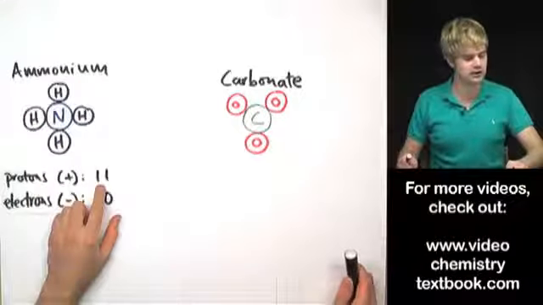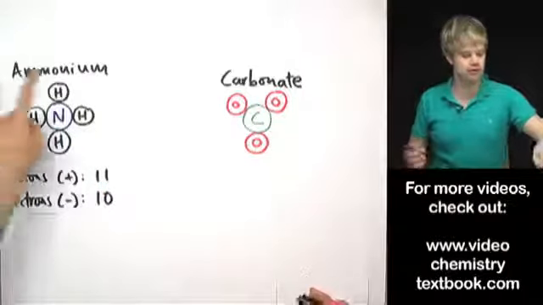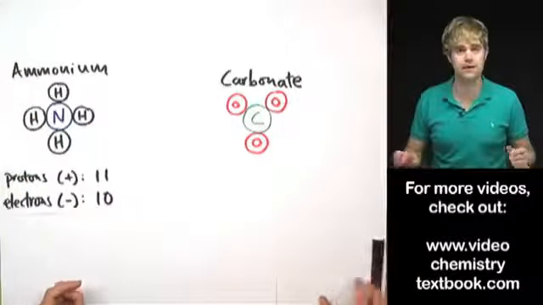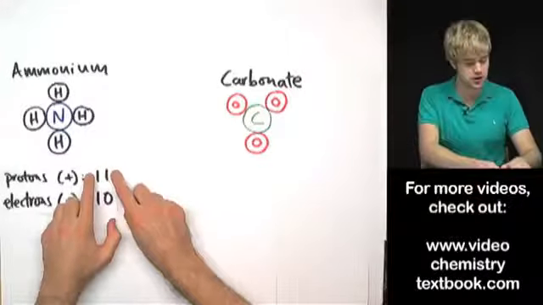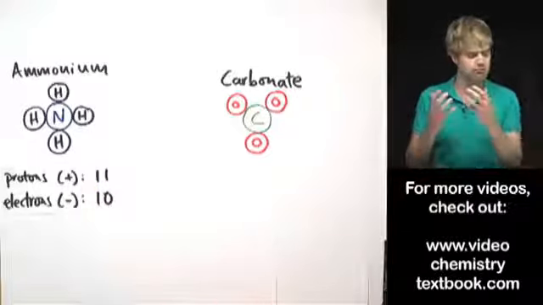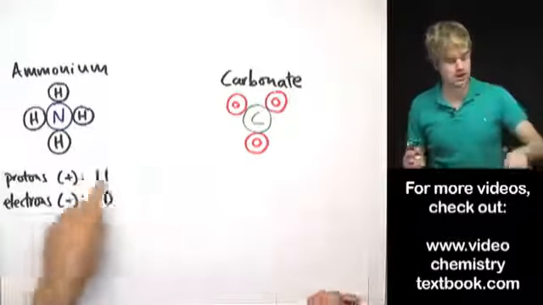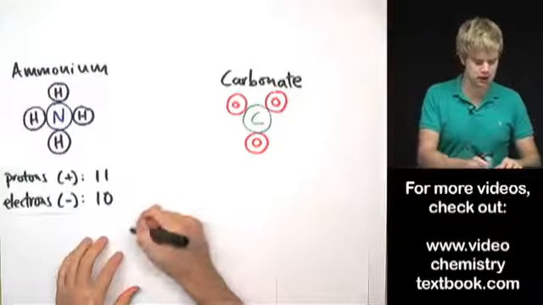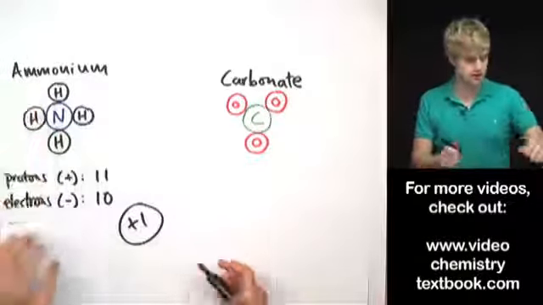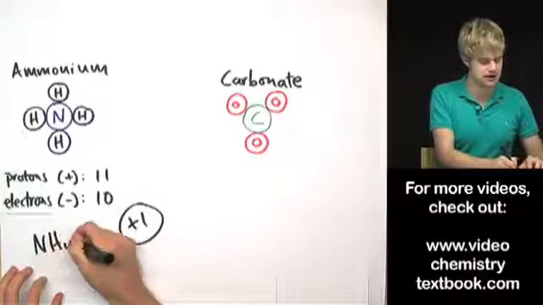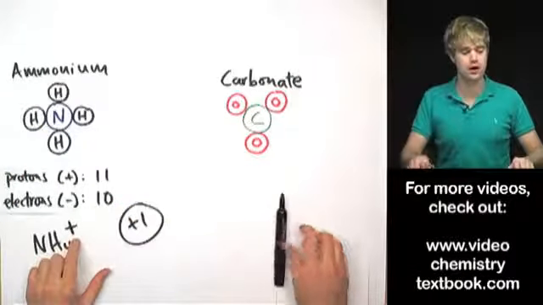If I do this for ammonium, I get 11 protons. And then if I count up the total number of electrons that are in this whole group, I get 10. So these two numbers don't balance out. I have more protons than electrons, which means that I have more positive charge. I have a net charge of 1+ because I have 1 more proton. So my net charge here is 1+, and I can write the formula for this polyatomic ion as NH4+, because I have a nitrogen and 4 hydrogens, with a +1.